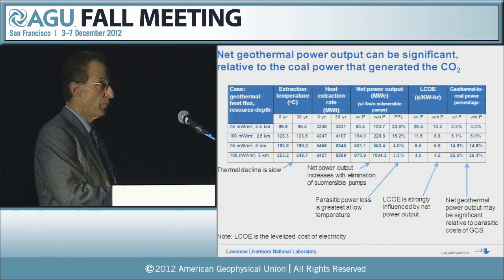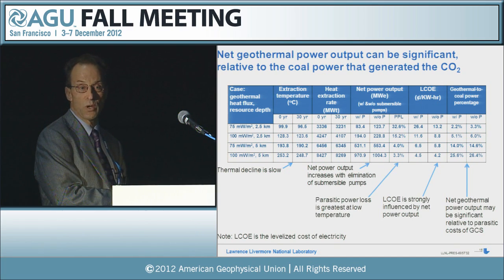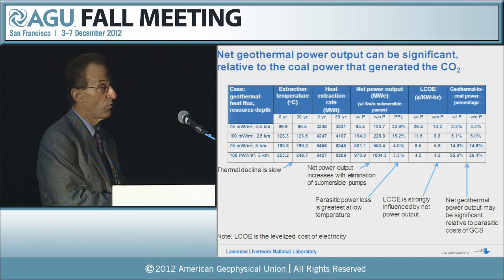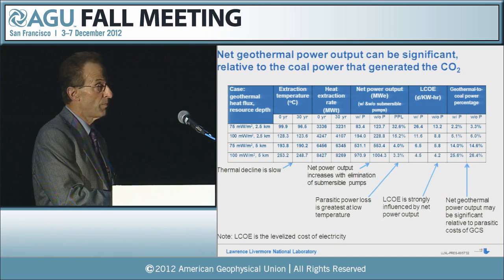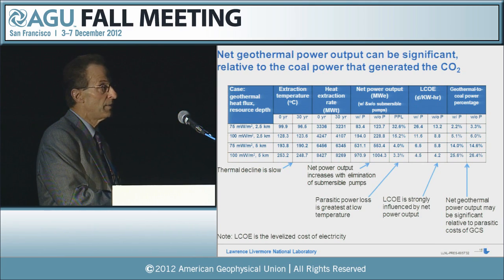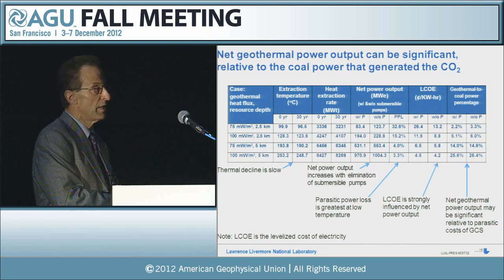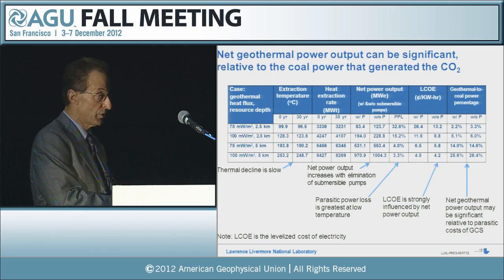What I'm showing here is what fraction of the produced geothermal energy had to go back into the submersible pumps. For a formation at 100 degrees Celsius, we had to use a third of our energy just to drive those pumps to pull the water out of the formation. Now, as you go to deeper formations, this parasitic loss is less. So the benefit of avoiding the use of submersible pumps can also be useful in the levelized cost of electricity, as you can see here.